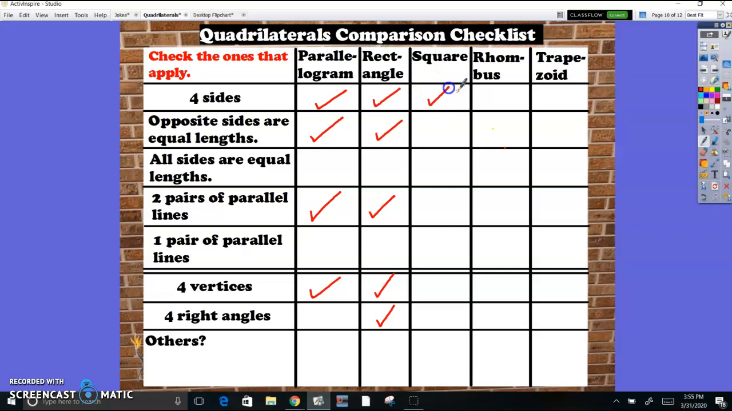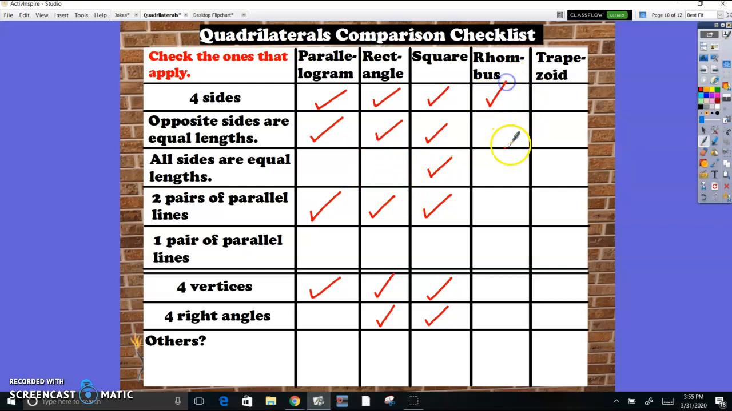On a square, it has 4 sides. Yes, opposite sides are equal in length, and it does have 4 equal sides. It has 2 pairs of parallel lines, 4 vertices, and 4 right angles. Look at rectangle and square. They are very similar. The only difference is a square has 4 equal sides. So a square can be a rectangle because it fits the description of a rectangle. But a rectangle cannot be a square because it's missing this attribute right here.